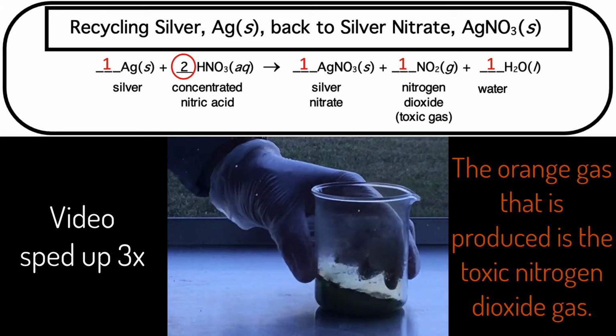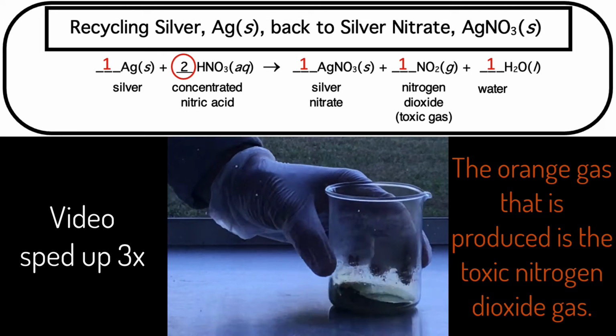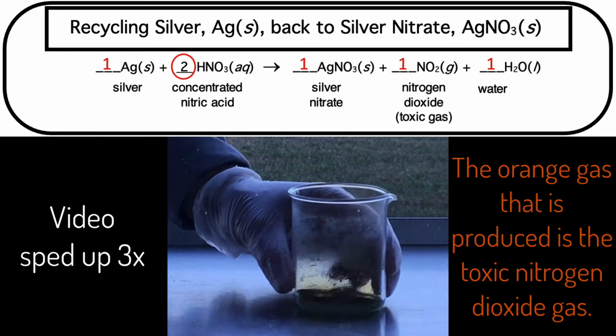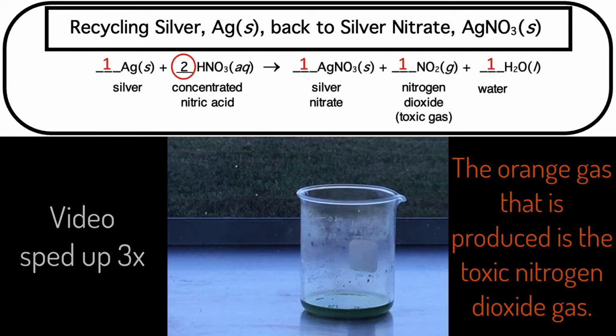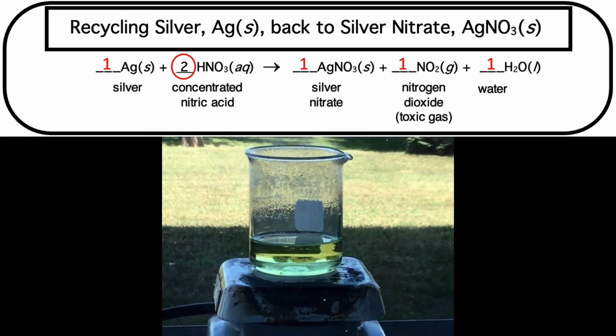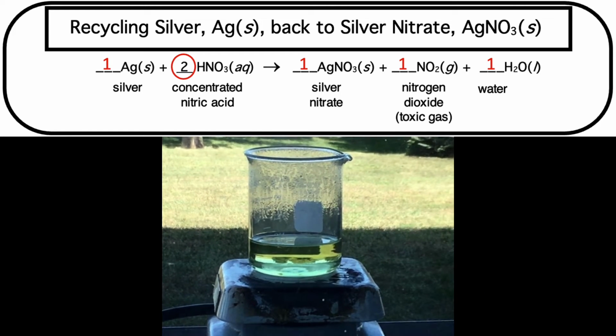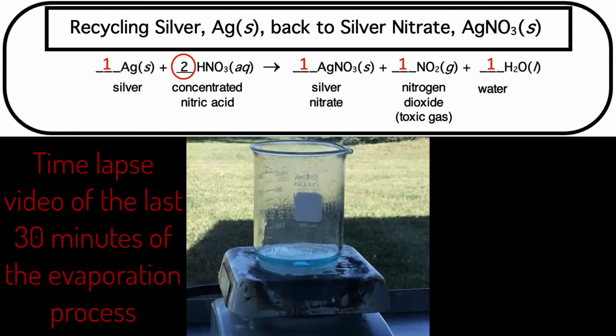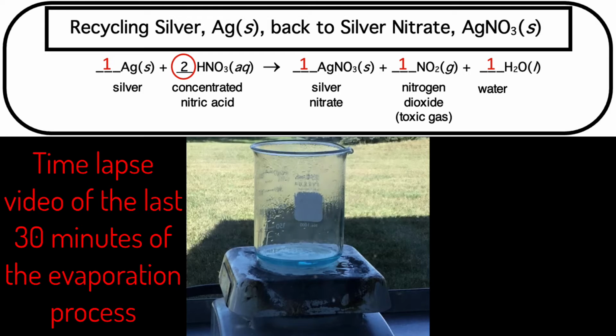That gas, before catalytic converters, was part of car exhaust and also the cause of the orange haze you'd see over big cities such as Los Angeles when you were flying into them. Now we're going to apply heat to this reaction for 2 reasons. First of all, it speeds up the reaction and makes sure all the silver metal reacts with the concentrated nitric acid. The second reason is to evaporate off all of the water and leftover nitric acid so that all we have left is the silver nitrate in the solid form.